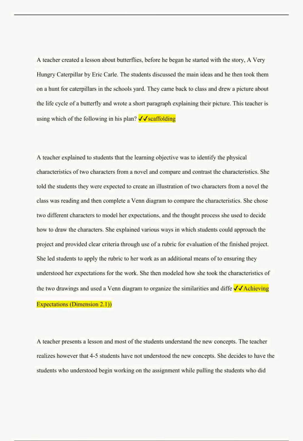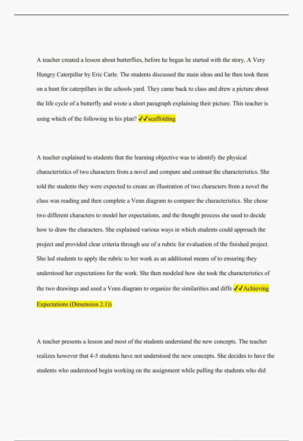They came back to class and drew a picture about the life cycle of a butterfly and wrote a short paragraph explaining their picture. This teacher is using which of the following in his plan? Scaffolding.